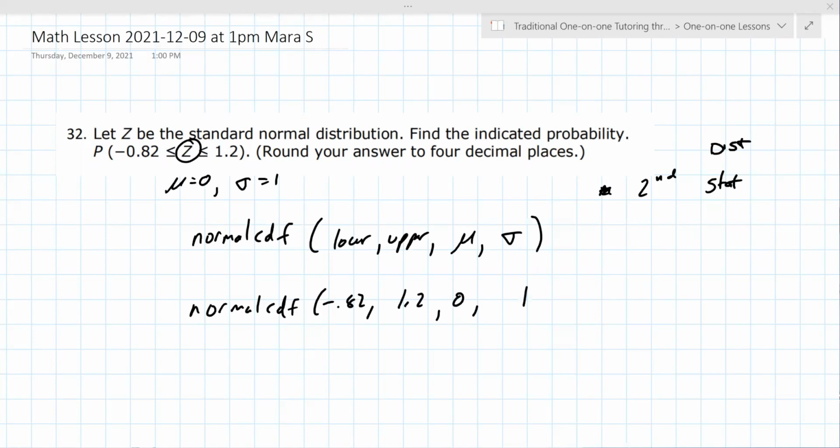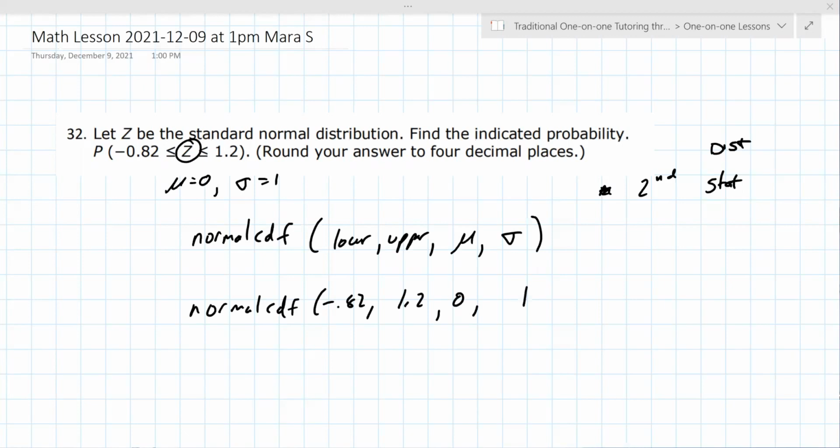Gotcha, that's easy. And then for 33 through 36, is that all the same gig? Because it gives you the mean and the standard deviation. Yeah, 36 is slightly different, but 33 is just like we did. 34 is just like we did. 35 is just like we did.